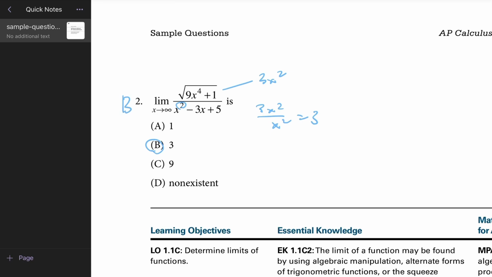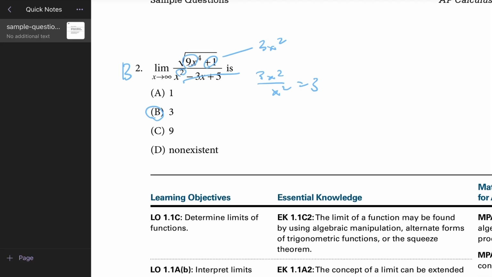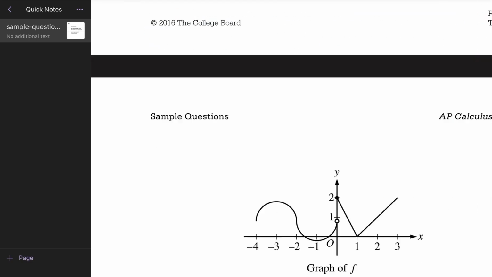The reason why is because as we take an extremely large number, let's just say 9 times a trillion to the fourth plus 1, the square root of that number divided by a trillion squared minus 3x plus 5, the plus 1 and the -3 trillion plus 5 are not going to do anything. They're insignificant compared to the 3x squared in the numerator and the x squared in the denominator, which is why the answer is equal to 3.